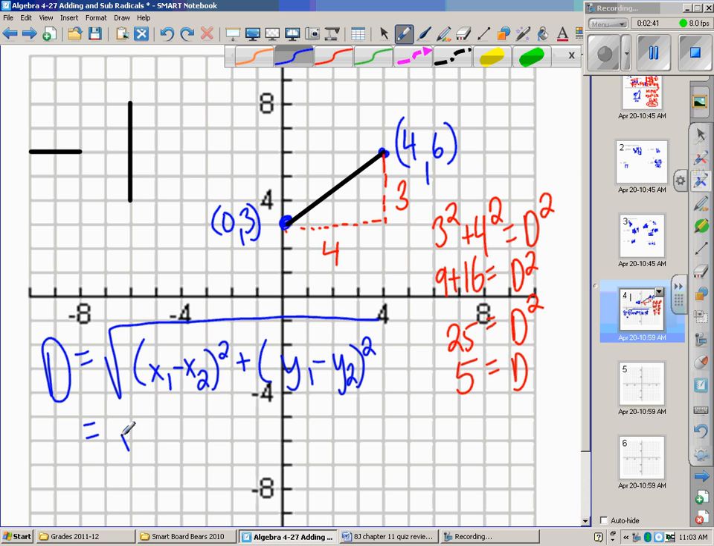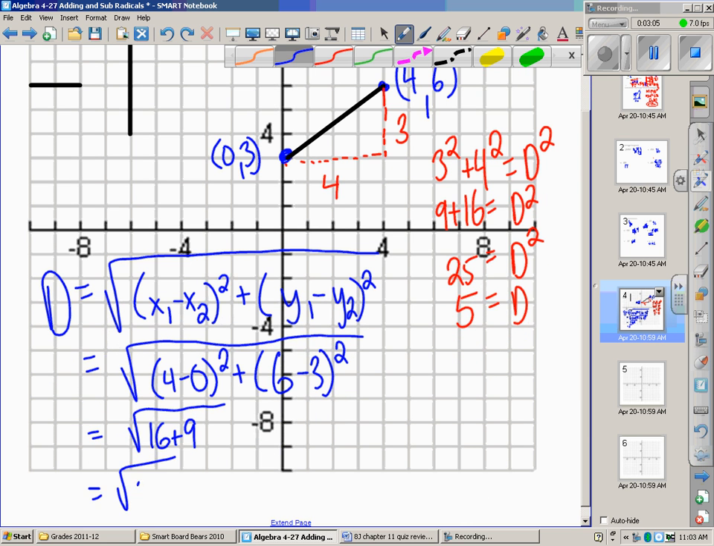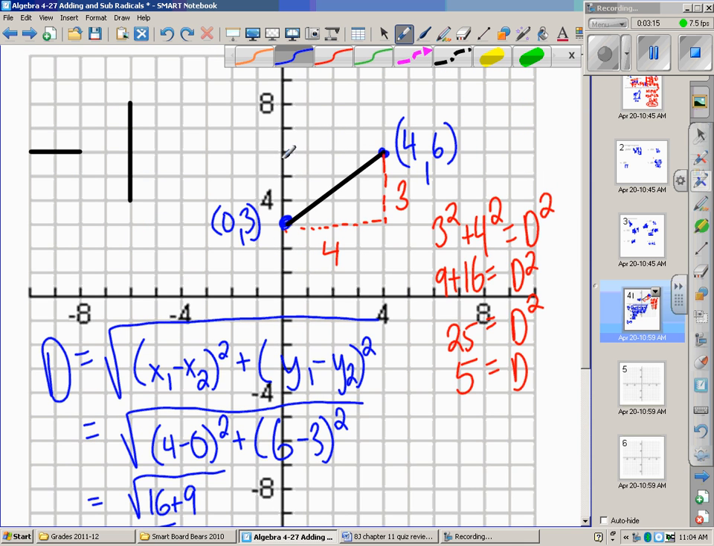So just to show you what this would look like in this format, we would do 4 minus 0 plus 6 minus 3. We'd subtract and then square them both. So we'd get 16 plus 9. And then we'd get the square root of 25. And we'd get our same thing, that the distance equals 5. Some people prefer to think about it in terms of a graph. Other people will just take the 2 points and plug it into this formula.